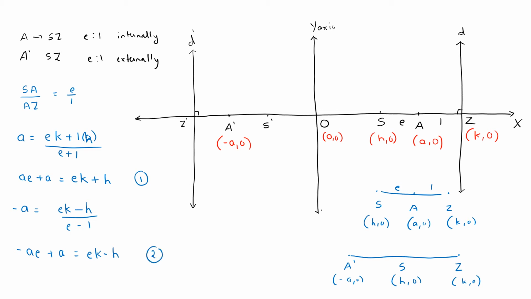ठीक है? So if I solve equation 1 and 2, that is if I add these two equations, what will I get? My first equation was ae plus a is equal to ek plus h, and second was minus ae plus a is equal to ek minus h. If I add these two equations, ये cancel होगा. 2a is equal to 2ek. In short, I got k.